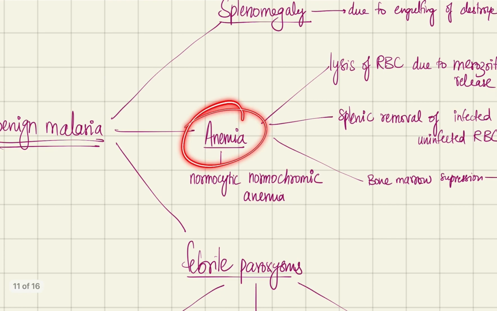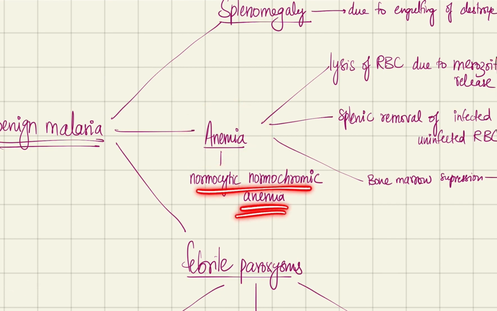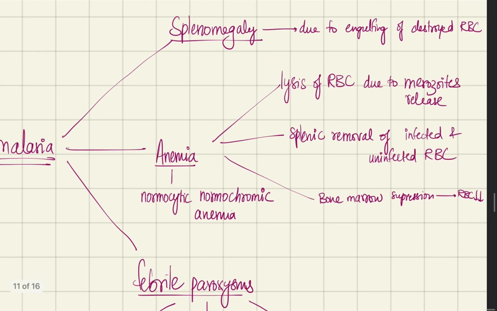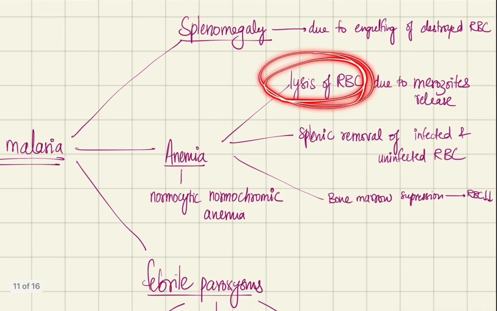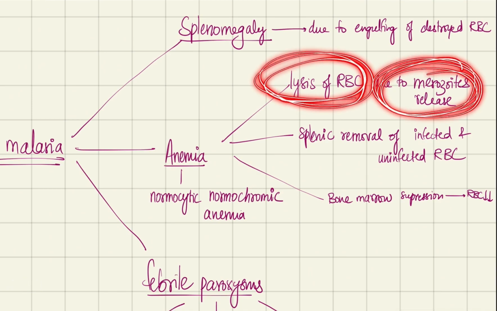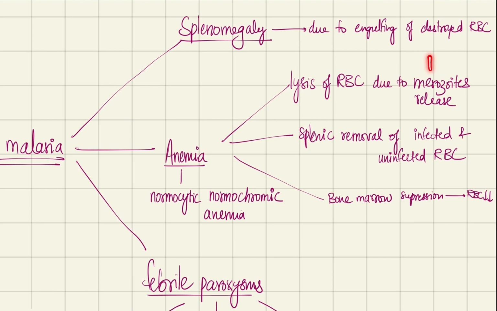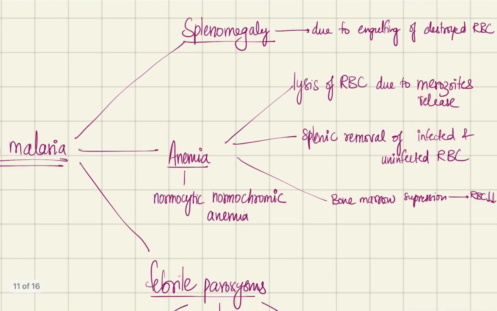Next, we also see anemia, which is of normocytic normochromic type. Normocytic normochromic anemia. There is lysis of RBCs due to merocyte release. Remember, we discussed this in the life cycle video. The merocytes release from the RBCs. Okay, and then they form the gametocytes and also cause the fever.